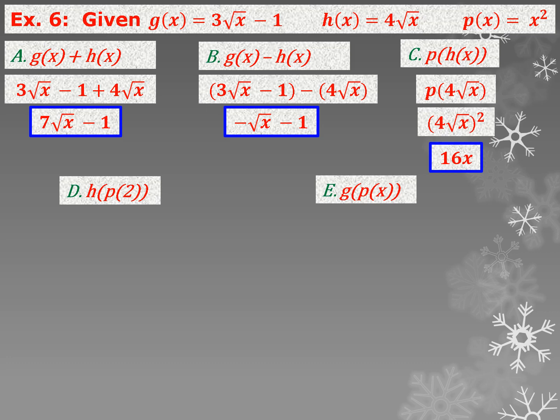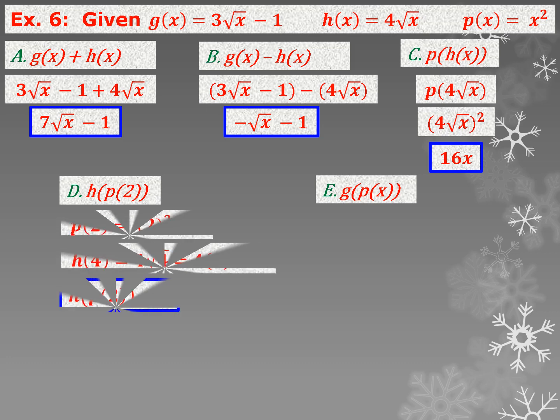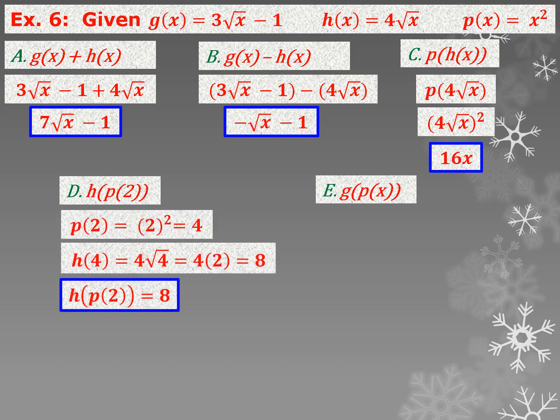Now we're going to do example D, h of p of 2. So the first thing I did was I found out, well, what is p of 2? Well, p of x is x squared, so that would be 2 squared, which is 4. I then took the 4 and I substituted that back into the h. So that became 4 square roots of 4. The square root of 4 is 2, so 2 times 4 is 8. So h of p of 2 is 8.